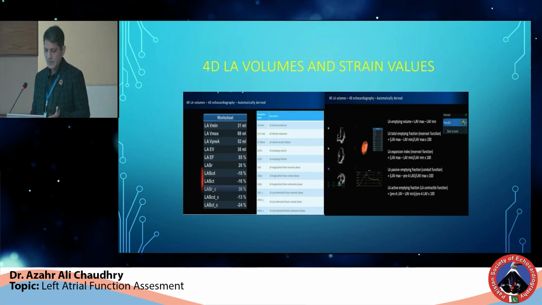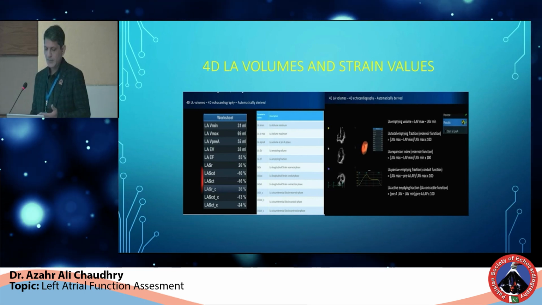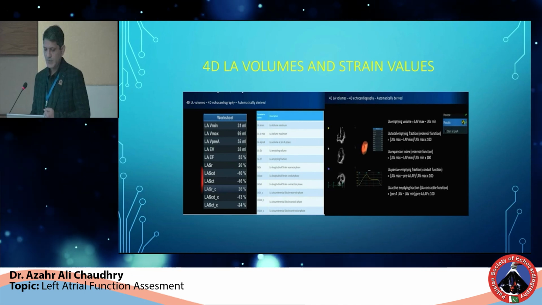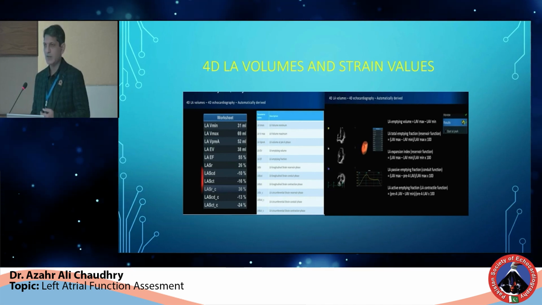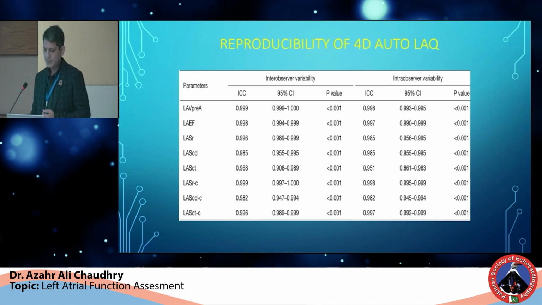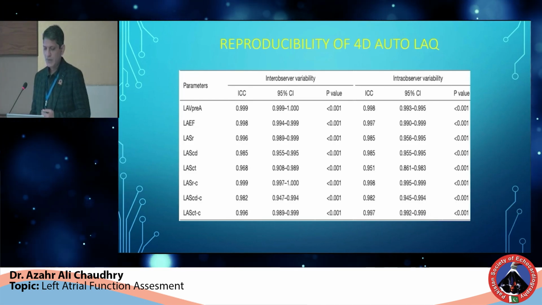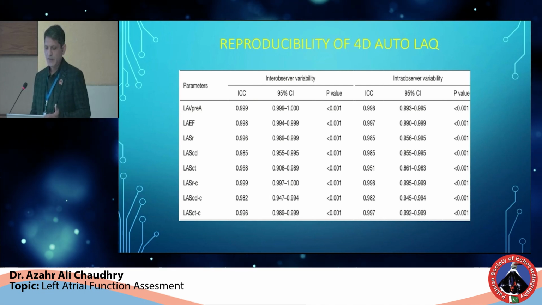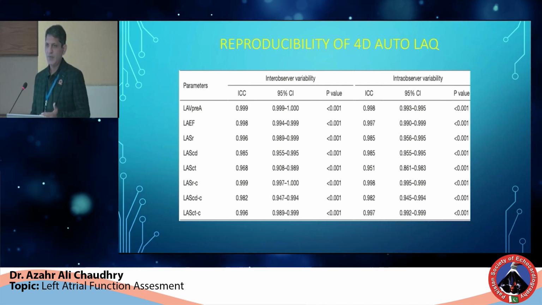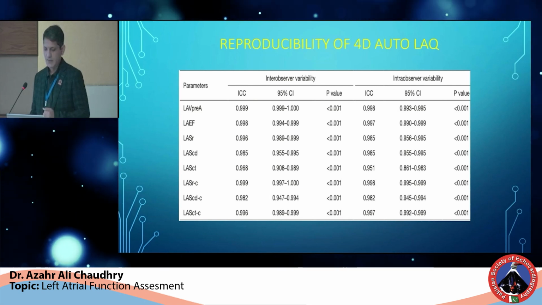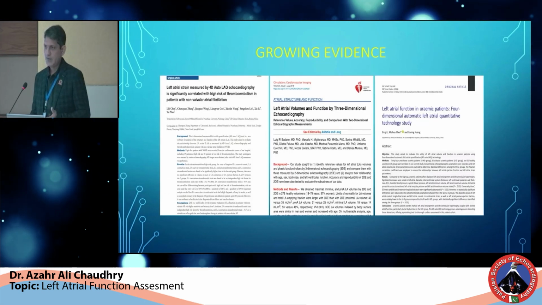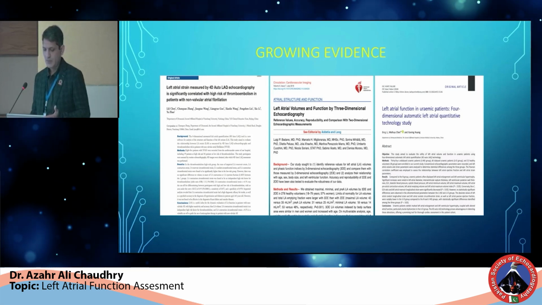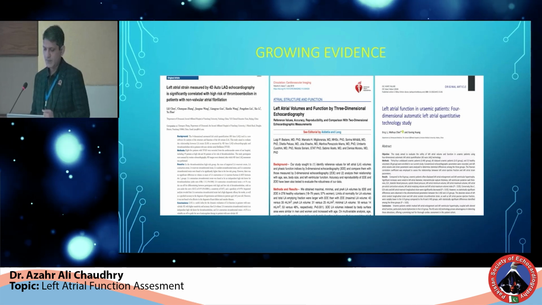So it measures left atrial emptying volume, it can give us left atrial emptying fraction, left atrial expansion index, left atrial pressure, passive emptying and active emptying. So 4D is a new technology and it has a steep learning curve, but the studies have shown that there is very little inter-observer and intra-observer variability if you have learned the technique. And there is a growing literature in favor of left atrial function assessment using the 4D volumetric and volumetric strain analysis.